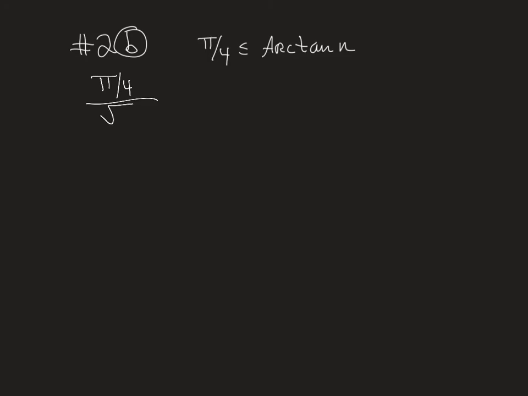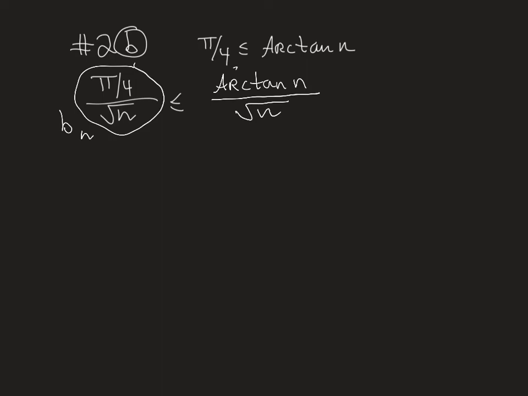And now let's look at number 2b. For number 2b, we're going to use the other inequality for arctan. Remember, arctan is greater than or equal to pi over 4, and less than pi over 2. This time we want to use the one on the left, that it's greater than or equal to pi over 4. So pi over 4 is less than or equal to arctan of n. We're going to divide both sides by square root of n. Pi over 4 over square root of n is less than or equal to arctan of n over square root of n. And again, we're going to call pi over 4 over square root of n our b sub n sequence, and the a sub n sequence is arctan of n over square root of n.